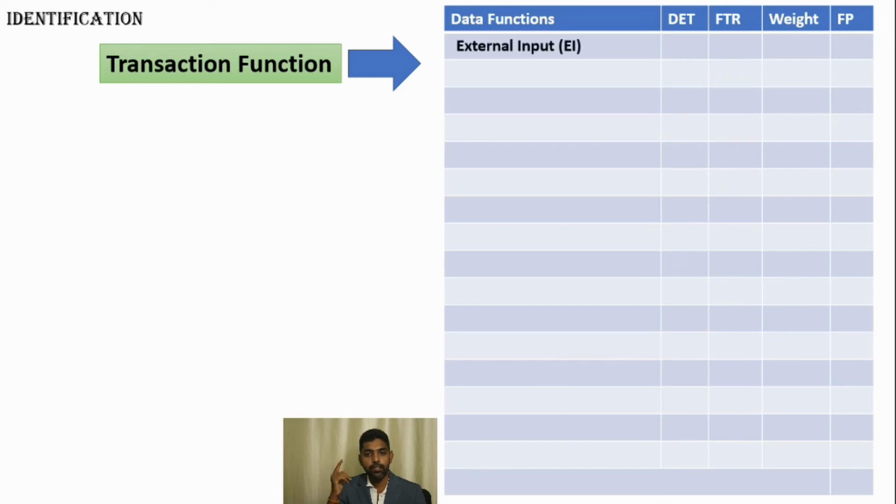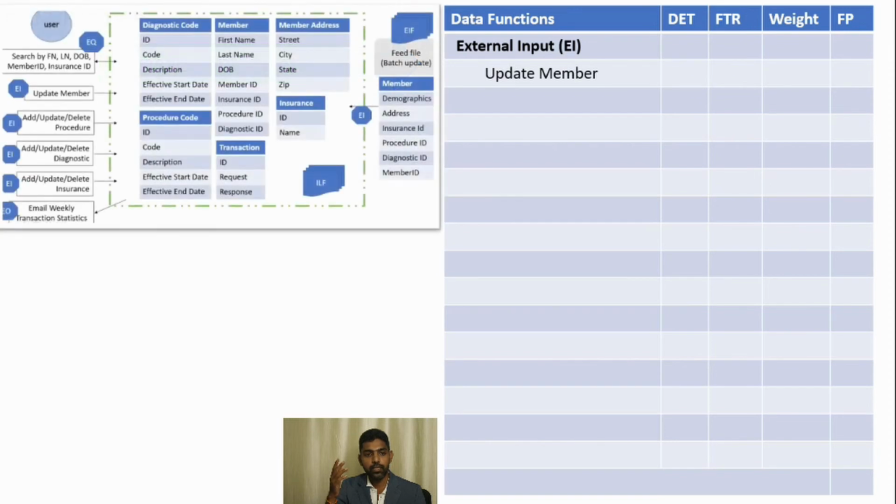So, EI: what are the various transactions we saw? One is updating the member. So let's look at the chart. When we update a member, how many fields are getting affected and how many tables are getting affected? That's what we have to see.